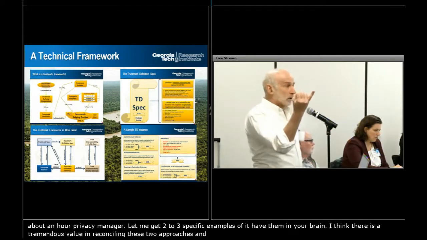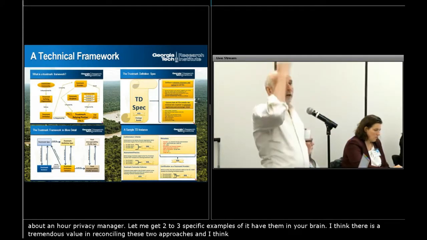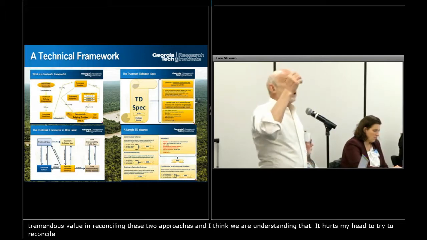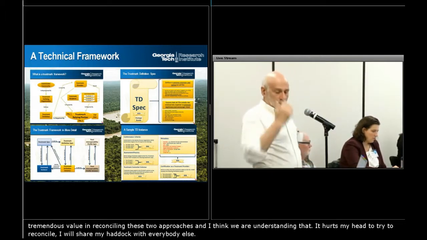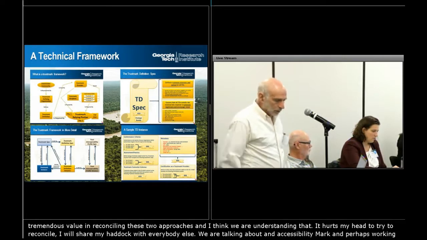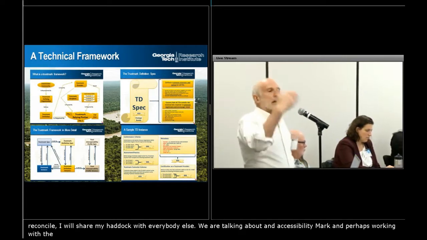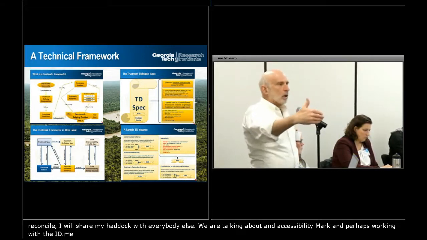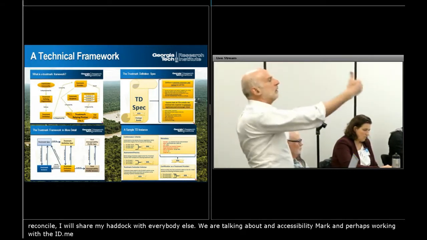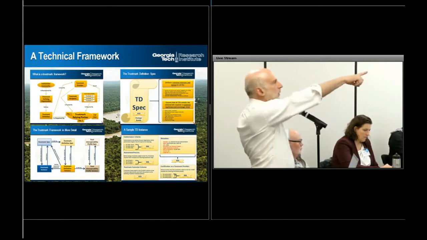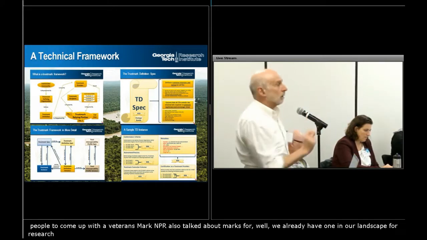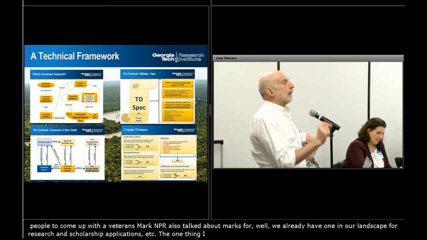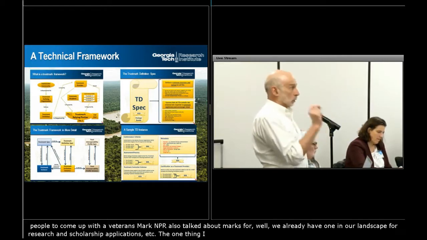We're talking about an accessibility mark. We're talking about perhaps working with the ID.me people to come up with a veterans mark. And we're also talking about marks for, well, we already have a mark in our landscape for research and scholarship applications, et cetera. The one thing that I see fairly distinctive in our approaches, and I want to come back to your conformance criteria point, is that most of our marks begin with the set of attributes that the marks work with.